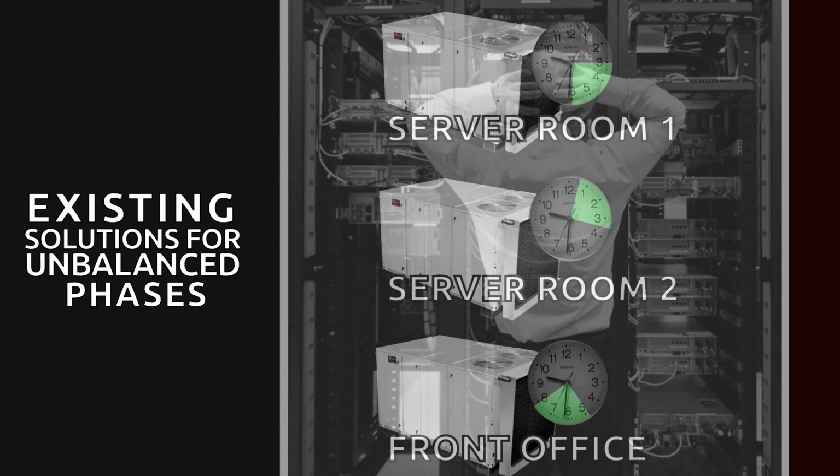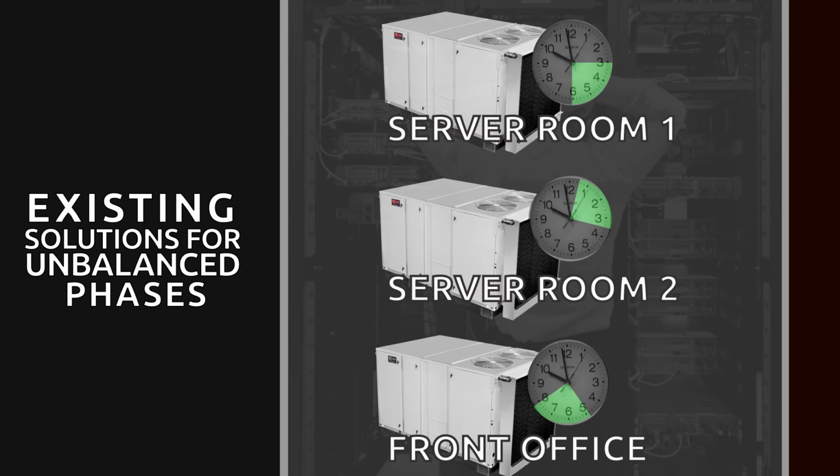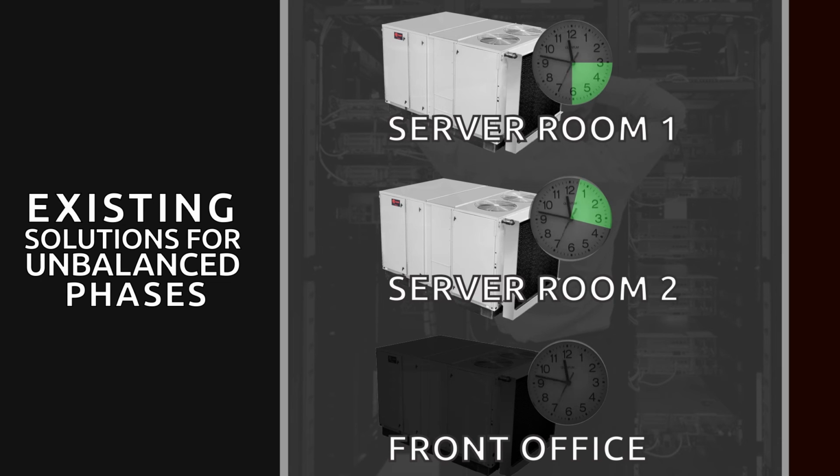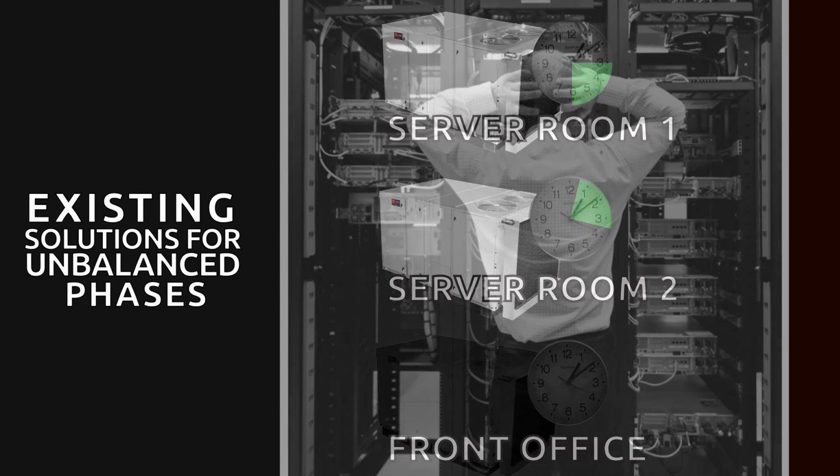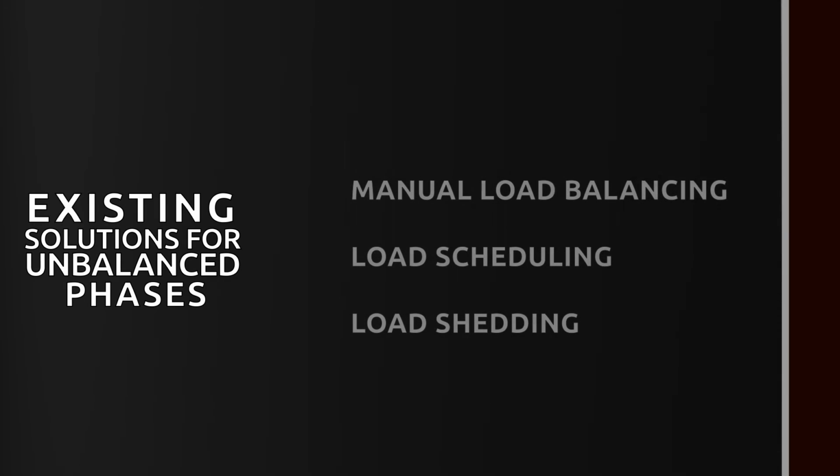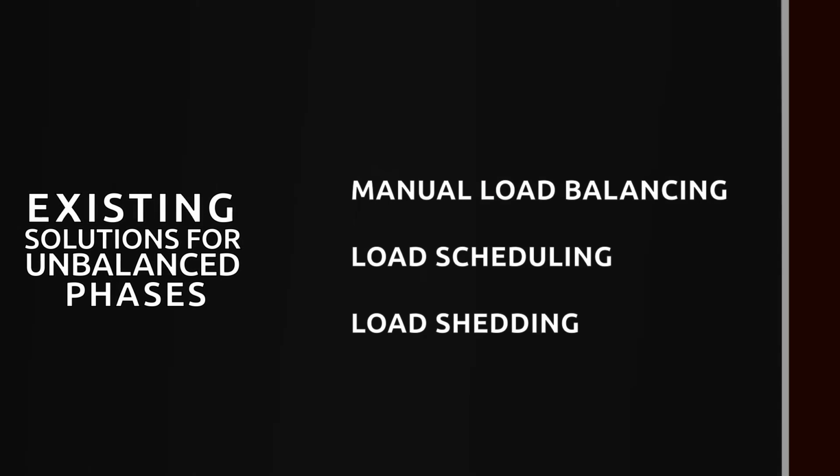Other solutions include load scheduling, which requires cautiously timing loads to turn on or off at specific times in order to avoid large spikes on a particular phase. Also, load shedding, which involves identifying loads that can easily be turned off in order to instantly reduce power demand on a phase. Given the dynamic nature of power consumption in server racks and obvious uptime requirements for data centers, all of these solutions are impractical and fail to achieve ideal load balancing across phases.